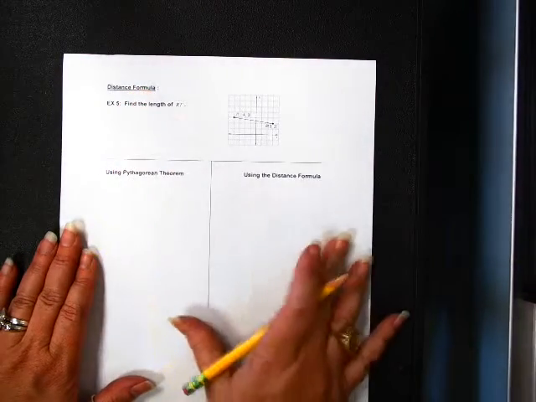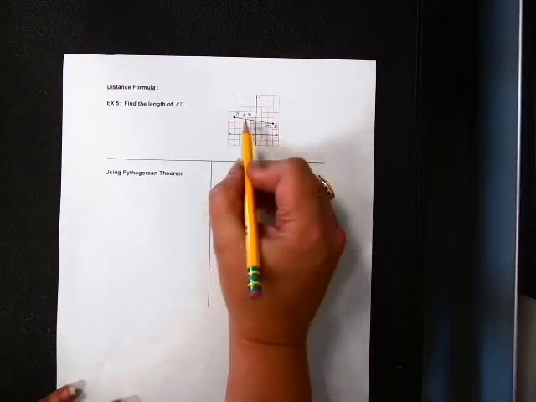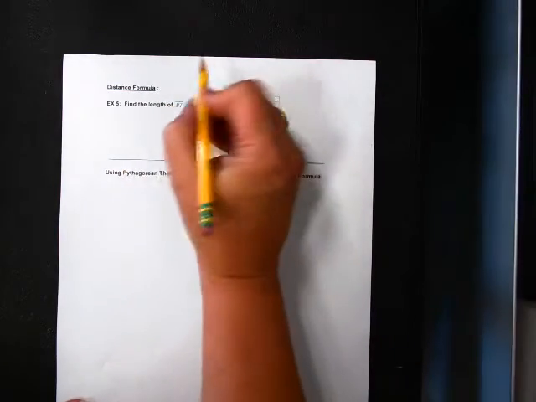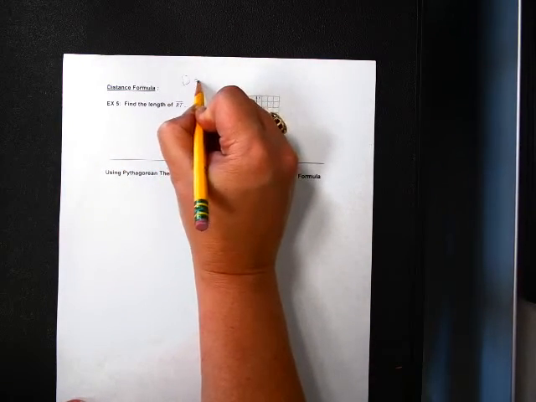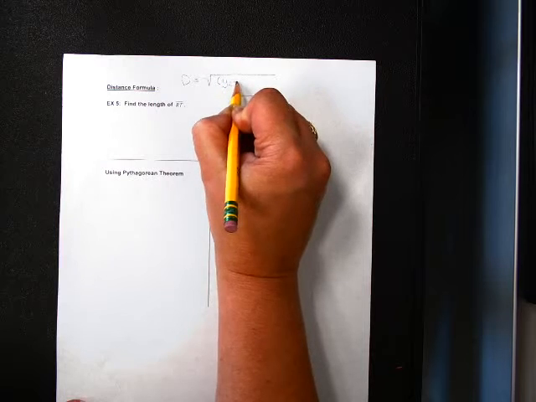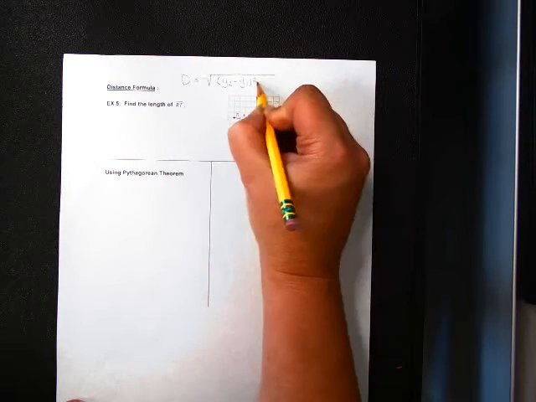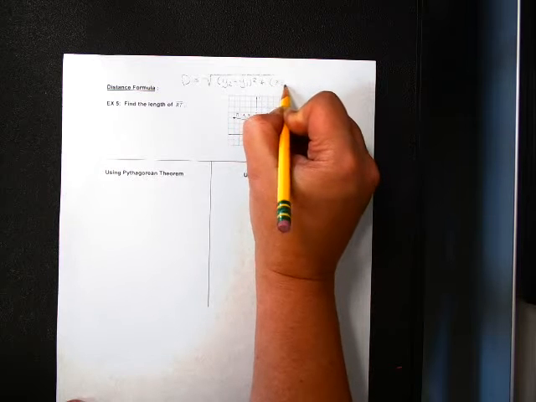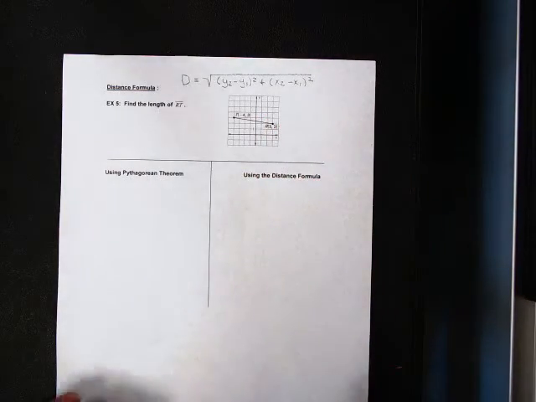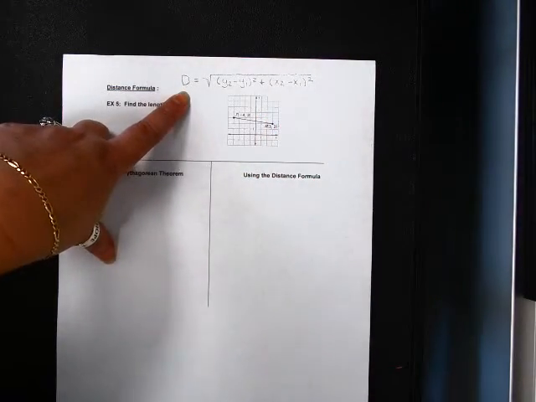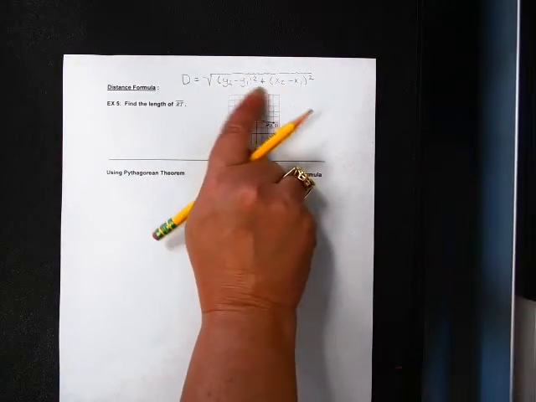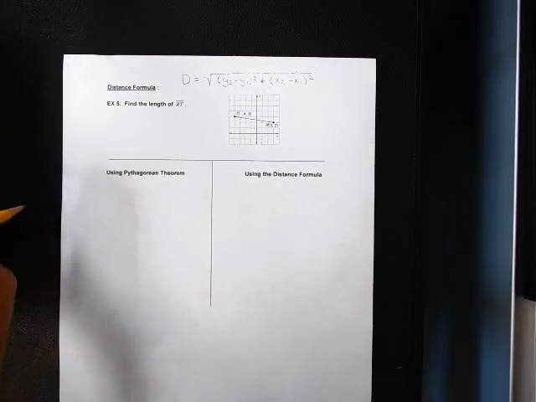Distance formula. When we're trying to find the distance between 2 points, we use what's called the distance formula. And I want you to write this down. Distance is equal to the square root of y2 minus y1 squared plus x2 minus x1 squared. All right, that's on your formula chart, so you don't have to memorize it. But just for convenience, I'm writing it up here.